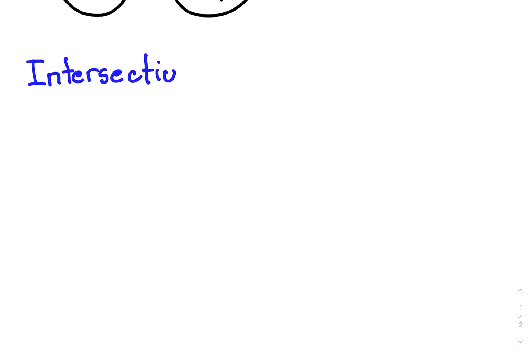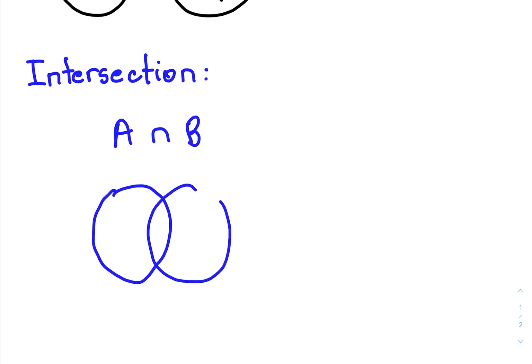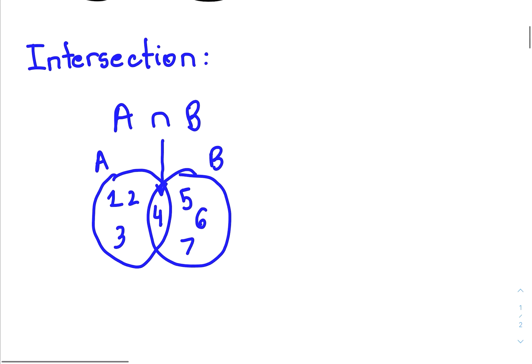The intersection simply stands for the elements that are in both set A and set B, or whatever sets you're looking at. So, in this case, the intersection is written with this symbol, and it would be shown like this, where A has 1, 2, and 3, and B has 5, 6, and 7, but they both have 4, so the intersection part would be right here, where they both have the same element.